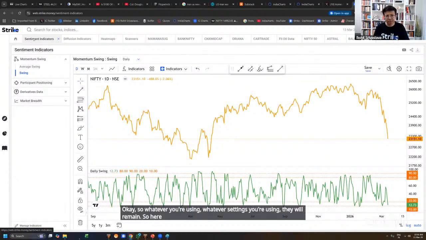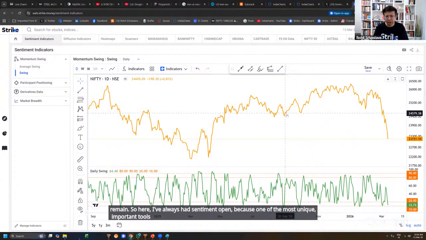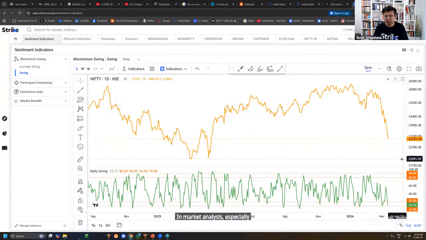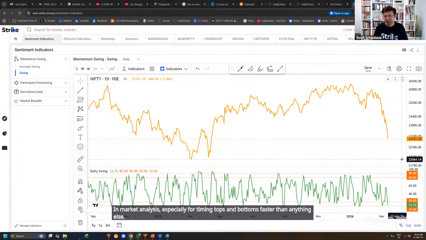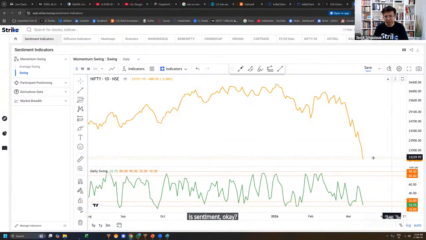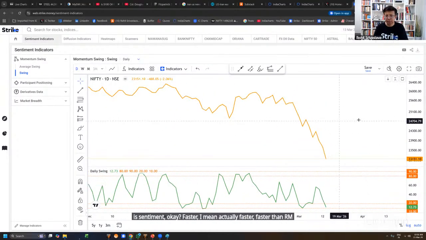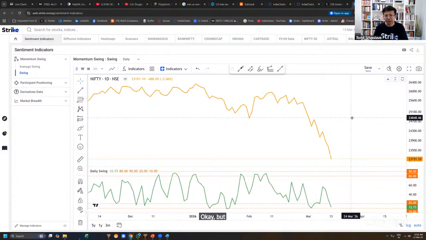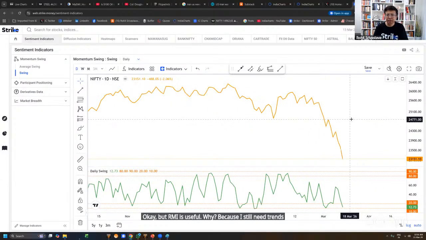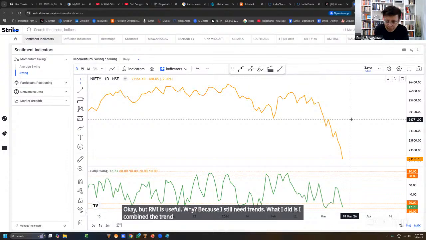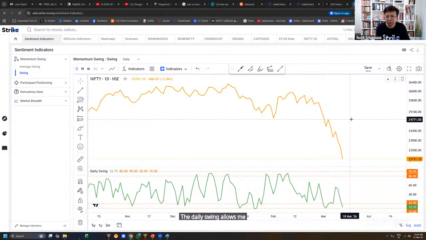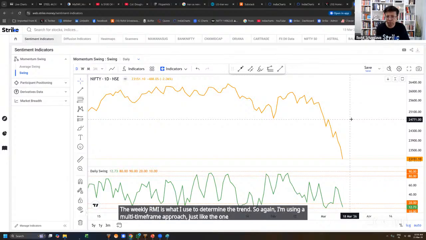Here I always have sentiment open, because one of the most unique, important tools in market analysis, especially for timing tops and bottoms faster than anything else, is sentiment. Actually faster than RMI also. But RMI is useful. Why? Because I still need trend. So what I did is I combined the trend with the swing. The daily swing allows me to capture short-term tops and bottoms in the market. The weekly RMI is what I use to determine the trend. So again, I'm using a multi-time frame approach, just like the one I just described to you.